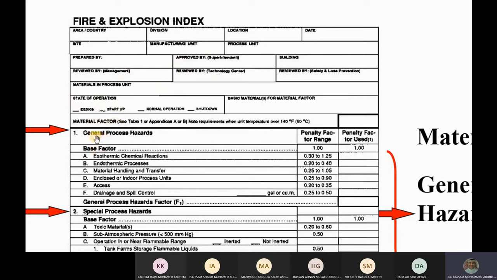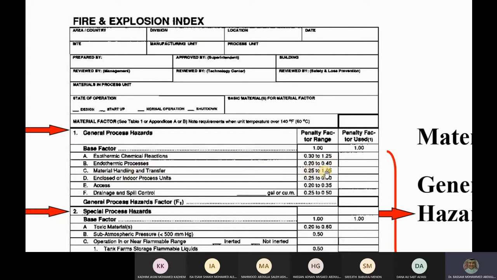So what do we have here? You're going to see the first thing is the process hazards. Exothermic chemical reactions. So the penalty is from 0.3 to 1.25. So what penalty are you going to add here? For example, the very high exothermic reaction, you're going to put 1.25. And then endothermic processes, less, of course. You can see 0.2 to 0.4.